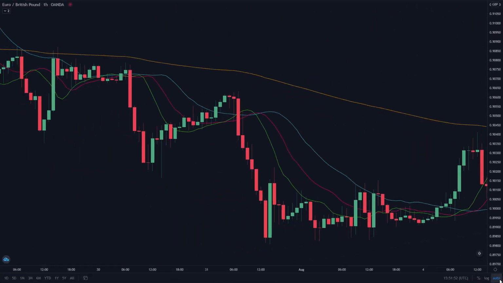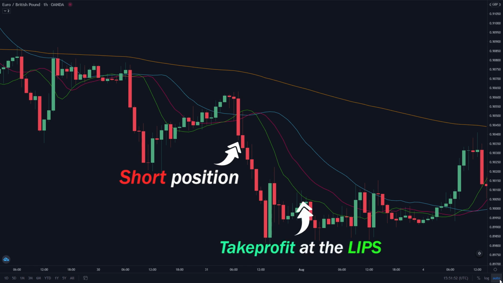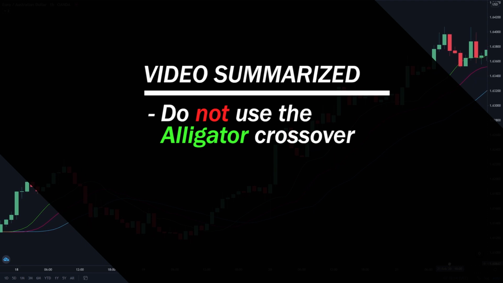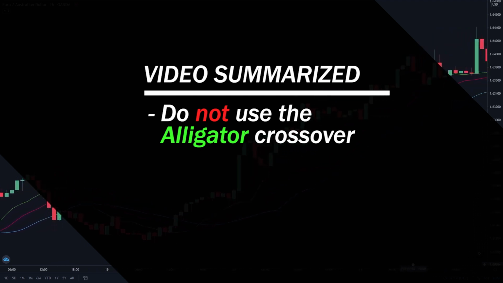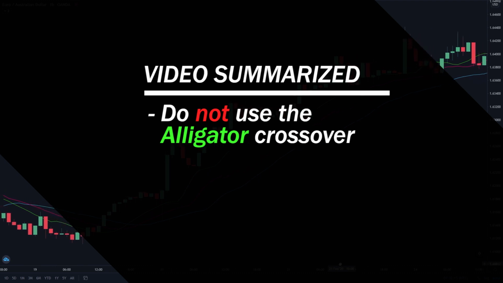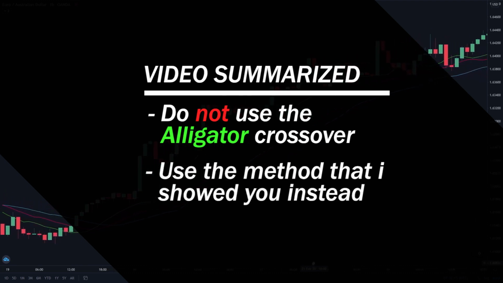Here, we see the lips are above the other lines and the price closes below the teeth. So you take a short position here. And our exit signal would be when the price hits the green line. So you'd close your position here for a good profit. To summarize the video, do not use the alligator for the crossover strategy if you want to make money, because it's a very late signal. Instead, use the method that I just showed you.